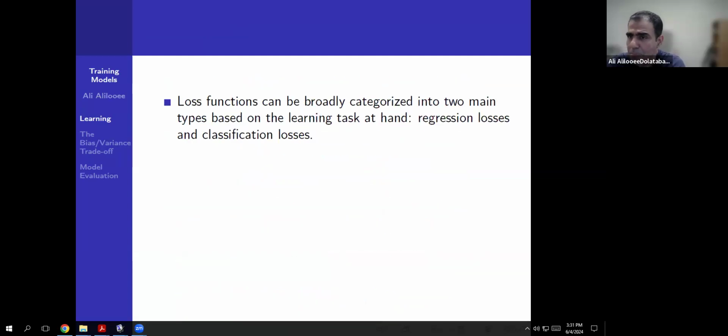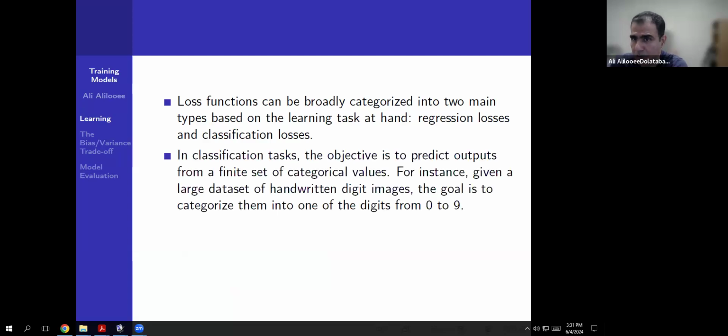Loss functions can be broadly categorized into two main types based on the learning task at hand. As we had before, in machine learning there are two different tasks. We have the regression task and we have the classification task. Therefore, we will define regression losses and classification losses.